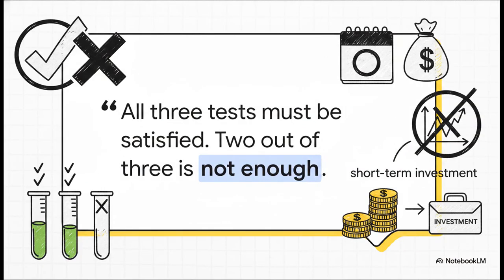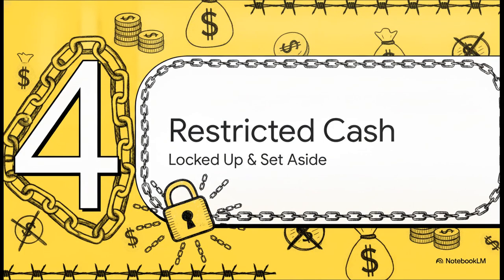Let me repeat this because it's where folks always trip up. All 3 tests must be satisfied. 2 out of 3 is not enough. If an investment hits the maturity date perfectly, and you know the amount, but it misses the 3rd test, like, say, an equity security that constantly fluctuates in value, it gets completely bumped out of cash equivalents and lands on a short-term investment line. And that brings us to Category 3, restricted cash, locked up and set aside.